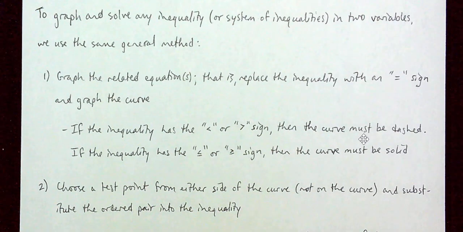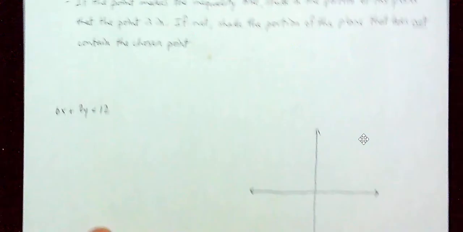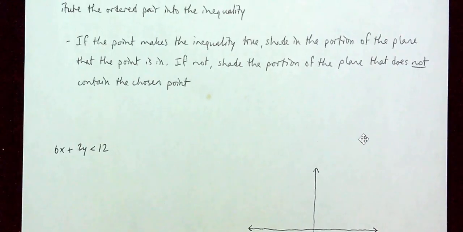If, when you substitute that point in, it makes the inequality true, then you're going to shade in the portion of the plane that the point is in. If the point, when you substitute it in, does not make the inequality true, you're going to shade in the portion of the xy plane that does not contain the point that you chose.